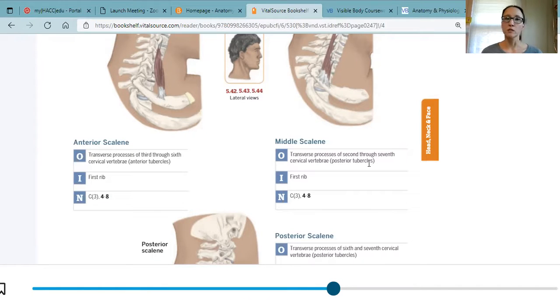Middle scalene is just posterior to that, as you saw on the previous screen. This one originates on the TPs of C2 through 7. So it's just a little bigger. TPs C2 through 7. And this one also inserts on the first rib, just more posterior on the first rib. And remember, in between anterior and middle scalene, the brachial plexus and the subclavian artery appear.